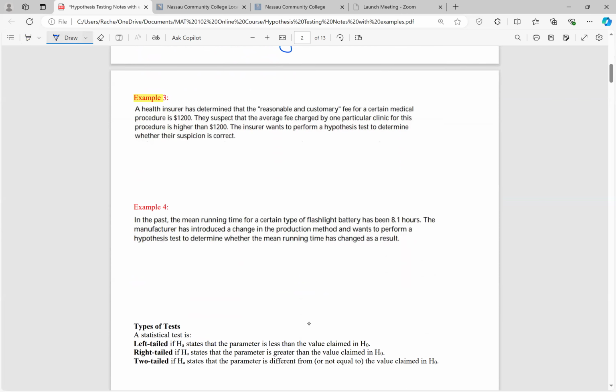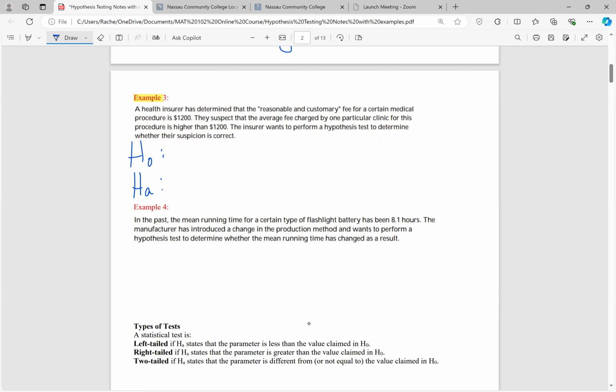So number 3 says a health insurer has determined that the reasonable and customary fee for a certain medical procedure is $1,200. They suspect that the average fee charged by one particular clinic for this procedure is higher than $1,200. The insurer wants to perform a hypothesis test to determine whether their suspicion is correct. So let's state the null and the alternative hypothesis.